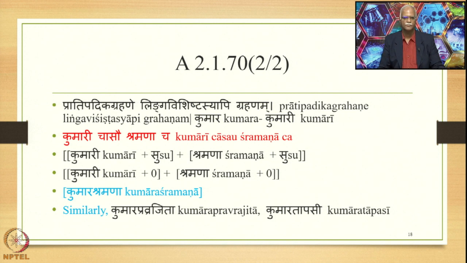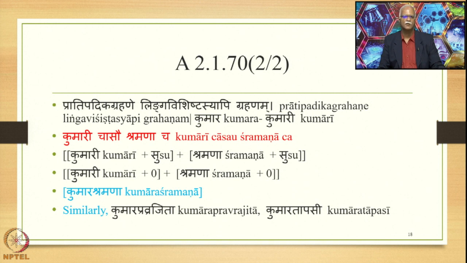As we said earlier, in order to establish the coreferentiality, we have to apply the meta rule, namely Pratipadika Grahane Linga Vishishtasyapi Grahanam. So now we understand that the word Kumara also stands for Kumari, the feminine form after adding I to it, and so Kumari is now a young girl. So now the Laukika Vigraha would be Kumari Chasau Shramanacha. So Kumari and Shramana both are referring to one and the same entity now. So there is semantic relatedness in the form of coreferentiality.